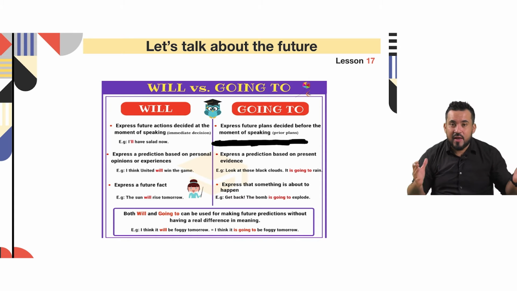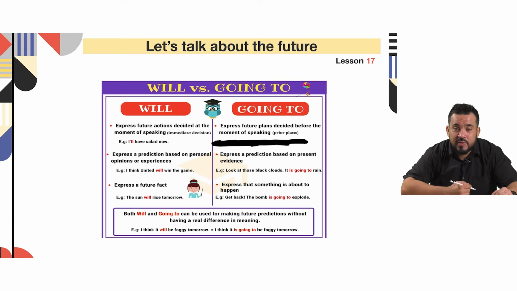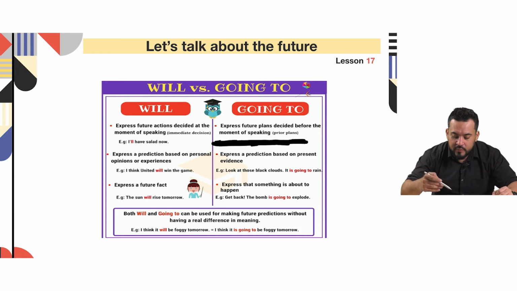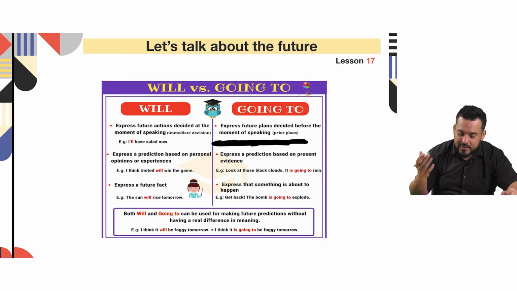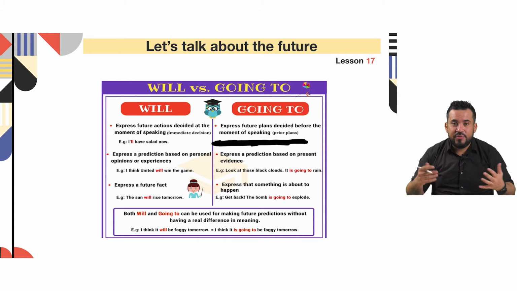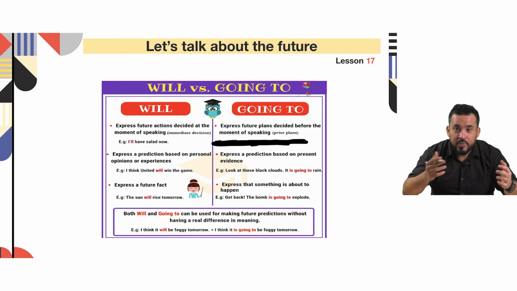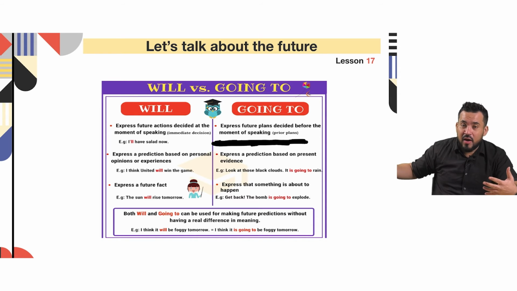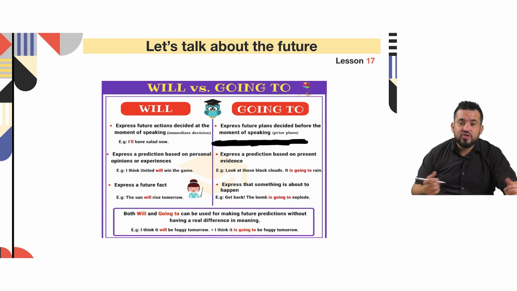So let's put them side by side and get a feel for the difference between the two. Will is used to express future actions decided at the moment of speaking. It means no prior plans, spontaneous. Like, I'll open the door, I'll give you the pen, something we decide right now at the moment of speaking. Also, we use will to make a prediction about the future, like, my team will win the championship. This is just a prediction.